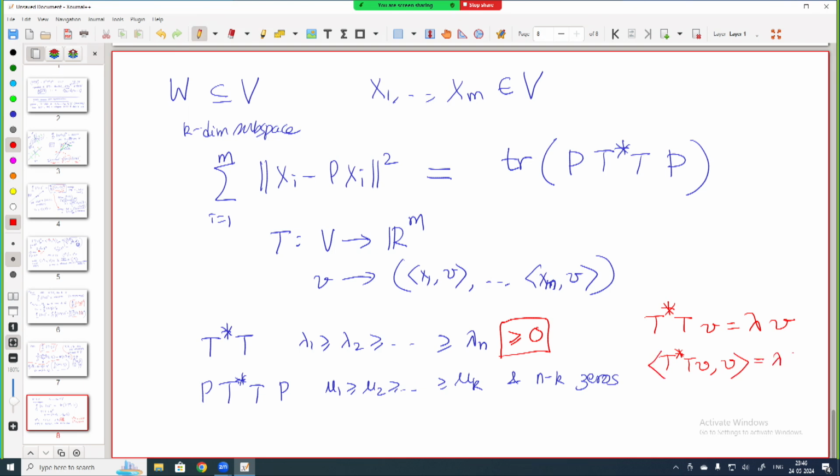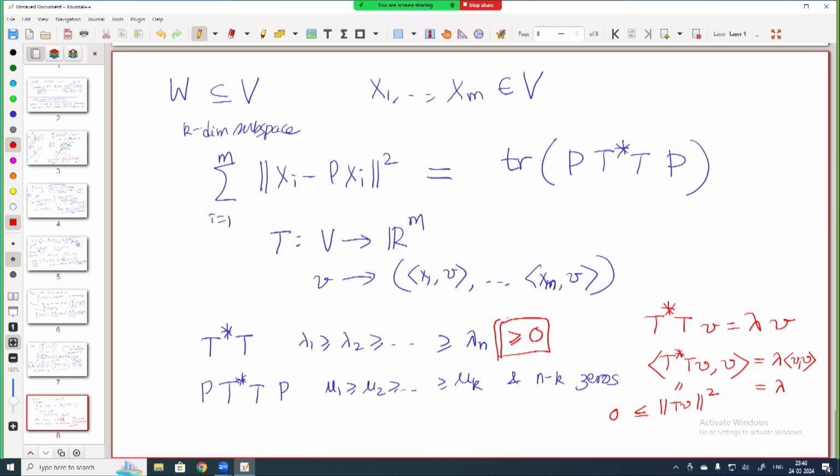So, this is lambda times <v, v>. I can assume <v, v> is 1, that I have normalized my eigenvector. The left hand side, as we have done many times, you push the T star back to the other side, it becomes norm T v squared, and of course norm is always a non-negative number. So T star T is a very special kind of operator. It is not just self adjoint, it is actually positive semi definite, which is just another name for saying all the eigenvalues are non-negative real numbers.